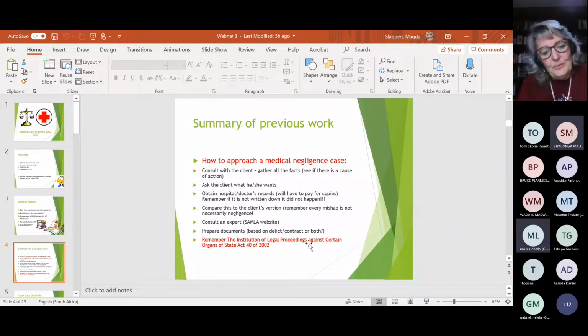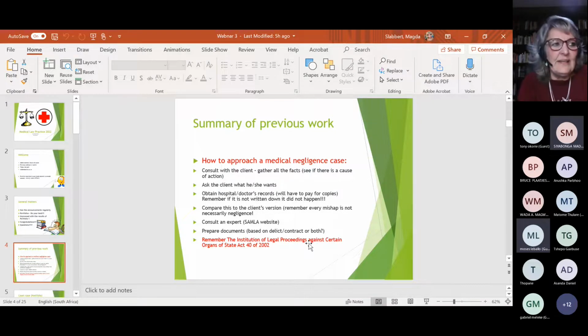Okay, and in order to build your case or to be able to prove your case in court, you will need an expert witness, an expert in the same field as where the doctor is that presumably was negligent. And I referred you to the SAMLA website, the South African Medico Legal Association. They've got a list of experts willing to testify in courts. Otherwise, you can go to universities.